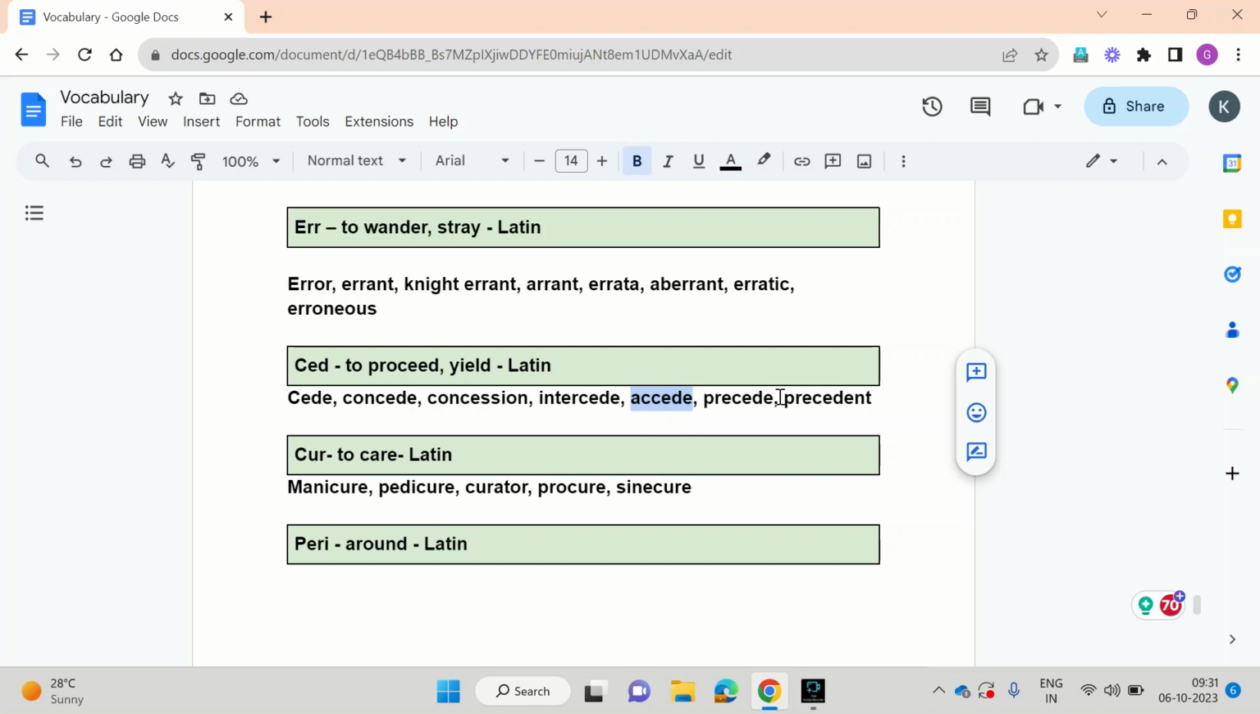Precede. Precede is something that comes before. Precedent: something done or said that becomes an example for later acts. Let's say a CEO is using bad words in the office. Then that becomes a precedent for other people also to follow, and they will also use bad words. That becomes a bad culture. A CEO is drinking liquor in office. Then that sets a bad precedent because others might also follow that. Right?